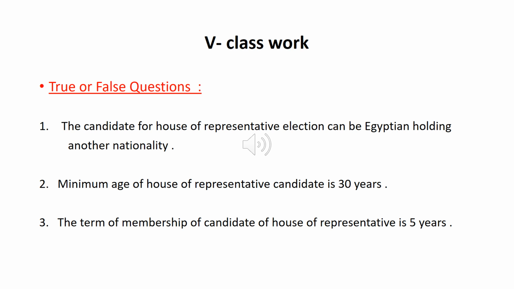Second question. The minimum age of House of Representative candidate is 30 years. False. The minimum age of the member in the House of Representatives is 25 years old. You cannot be less than 25 years old.